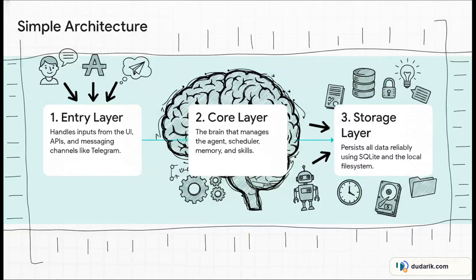And here's a beautiful illustration of how it's all put together. The architecture is just a clean, simple 3-layer design. You've got the entry layer, which handles all the inputs, whether it's you typing or a message from Telegram. The core layer is the brain of the operation, managing the agent and its tasks. And finally, the storage layer makes sure everything gets saved reliably. This design makes the whole system really robust and easy to work on.